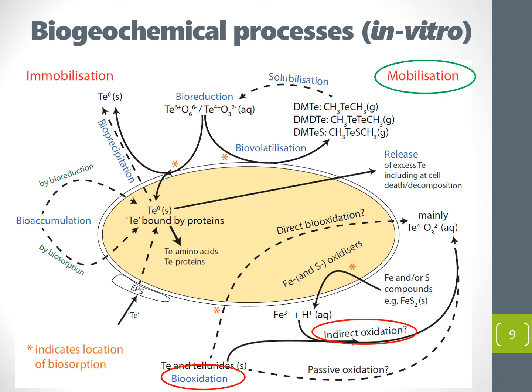Another process which is mobilizing tellurium is an opposite way to what we've been looking at previously, and this is oxidation of tellurium from tellurides. The only method known is indirect oxidation, whereby iron or sulfur oxidizers release iron 3+ to oxidize tellurium. Unlike for selenium, there are no direct oxidizers known to this point.